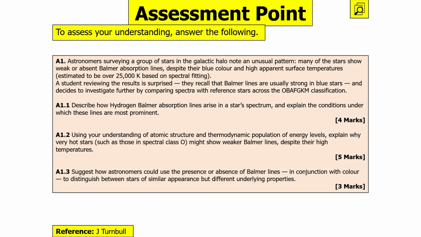Describe how Balmer absorption lines arise in a star's spectrum. Explain the conditions under which these lines are most prominent. Using your understanding of atomic structure and thermodynamic population of energy levels, explain why very hot stars show weaker Balmer lines despite their high temperature. Suggest how astronomers could use the presence or absence of Balmer lines in conjunction with colour to distinguish between stars of similar appearances with different underlying properties. So pause the video now, and then unpause the video when you want to go through your answer.